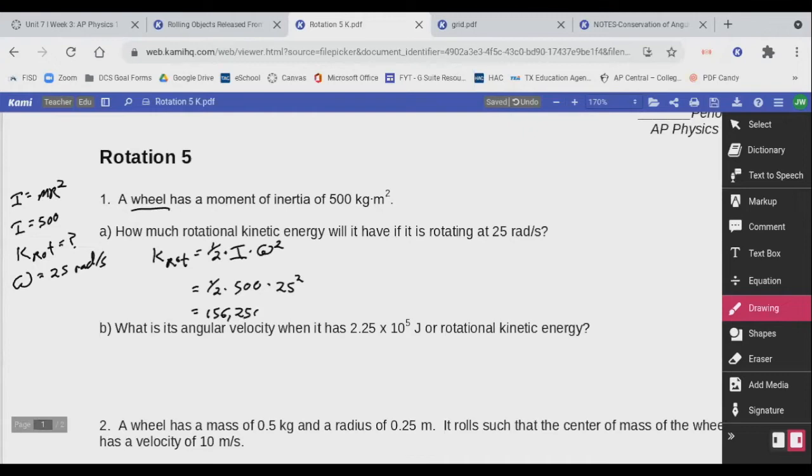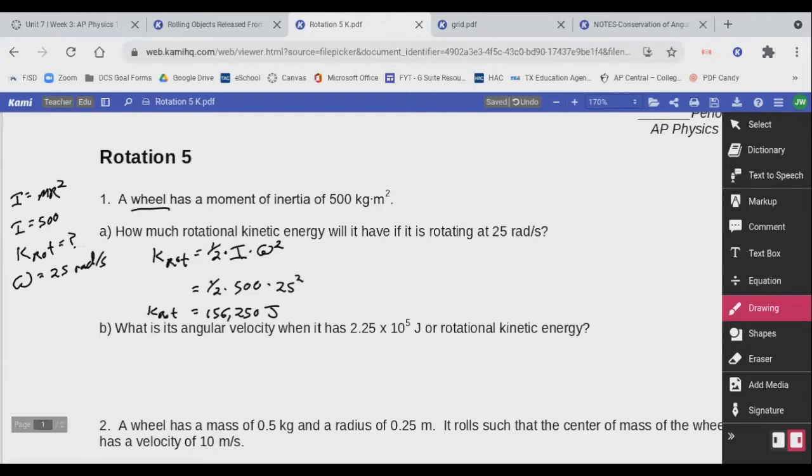156,250 joules. And then I can just put the K rot back in here. I just dropped it because I was being lazy. But I've got an answer. Not bad at all. By writing my known components, my given information in the margin over on the left side, I'm able to grab the things I need and solve.